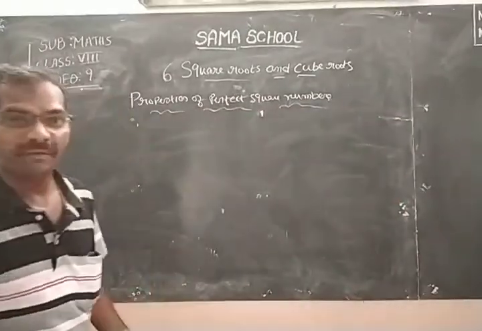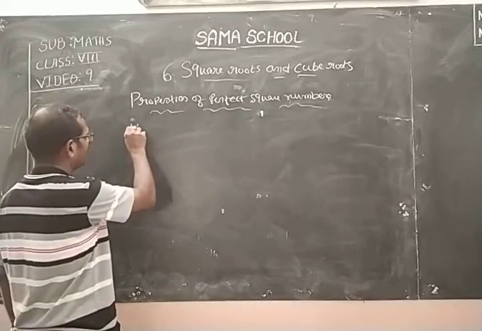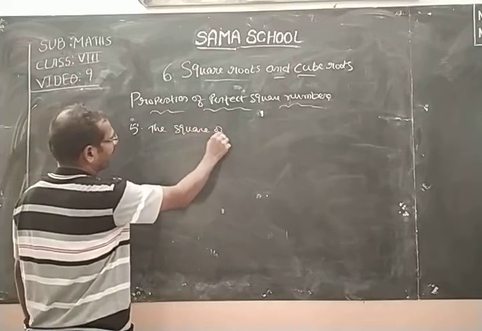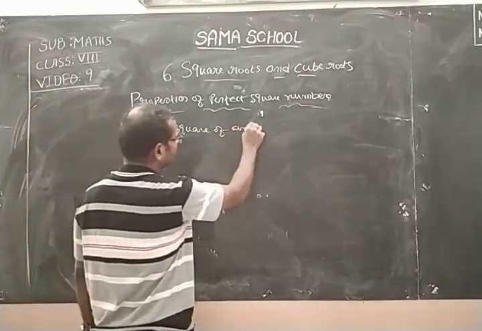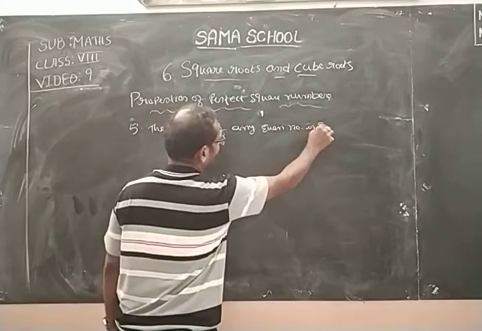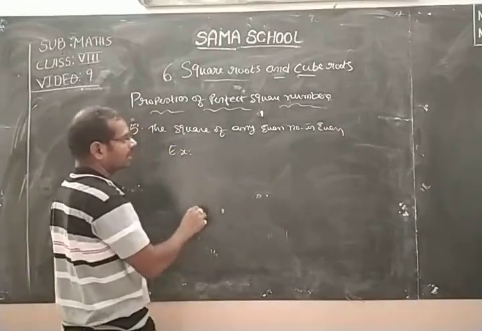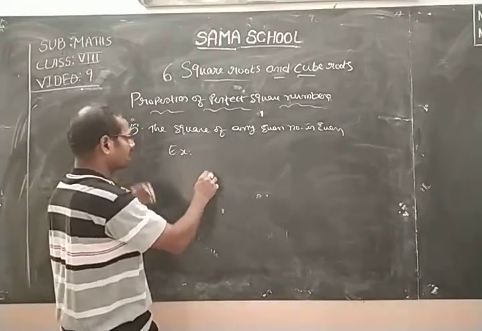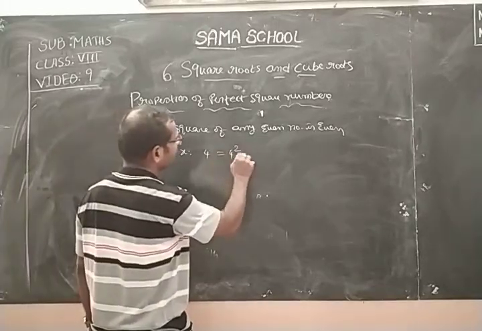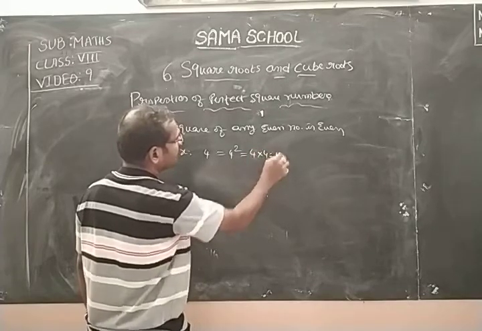The square of any even number is even. That is an example. Suppose 4 is there. We have to square 4: 4 into 4 is 16. It is even.